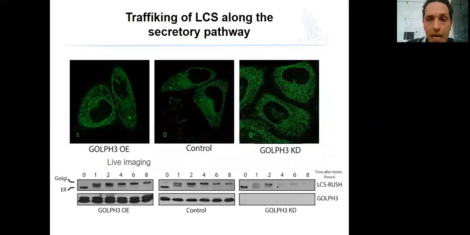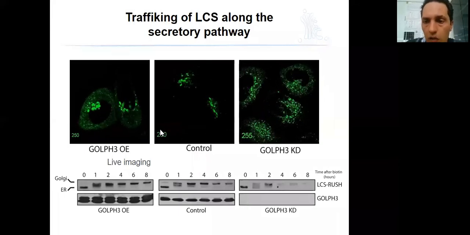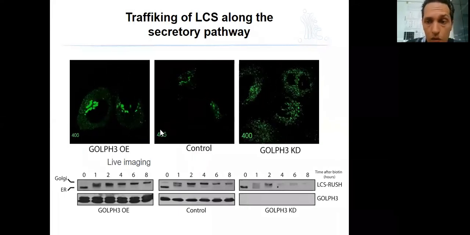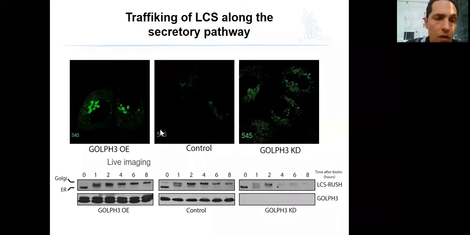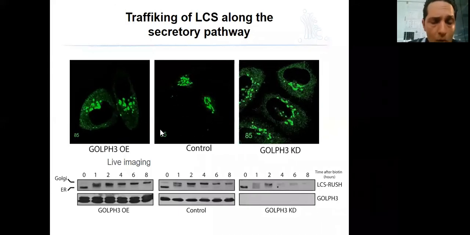So next, we decided to check in more detail which trafficking step GOLPH3 is involved in for the retention of lactosylceramide synthase. We used a synchronizable version of this enzyme, where we keep the enzyme in the ER and then release the block and check what happens in GOLPH3 knockdown cells versus control cells or GOLPH3 overexpressing cells. As you can see here, going from right to left, in all cases the enzyme moves from the ER and reaches the Golgi, but in GOLPH3 knockdown cells it leaves the Golgi in the absence of the adaptor and moves to these spots, while in GOLPH3 overexpressing cells, the time spent by the enzyme in the Golgi is long, up to 10 hours of acquisition.